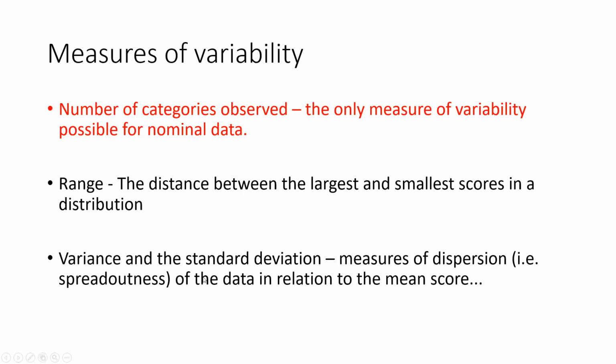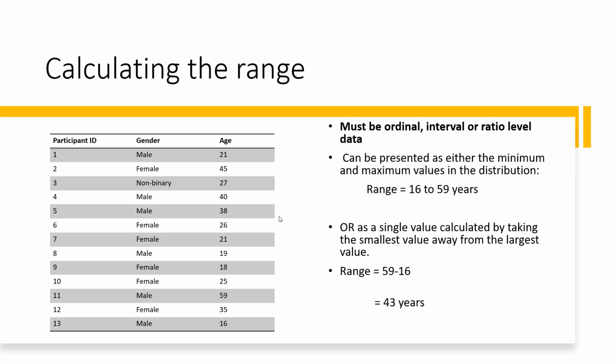So this is sort of like the hierarchy of measures of variability in the same way that the measures of central tendency we looked at are. So when we're calculating the range, we need to have either ordinal, interval or ratio level data, as I said. And you can present it in one of two ways. You can say the range as the lowest to the highest score. So if we're looking at age in years, that would be the range is 16 to 59. Or we can calculate it as a single value by taking the smallest number away from the largest number and telling us that we have a range of 43 years in our data set. So there's two different ways you can do that. You'd usually do one or the other, not both.